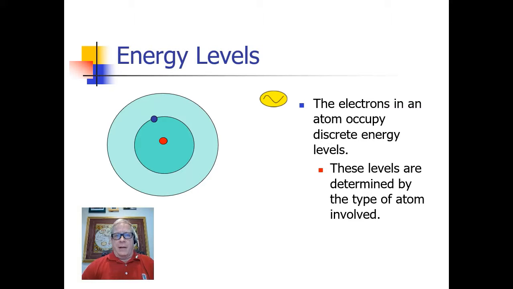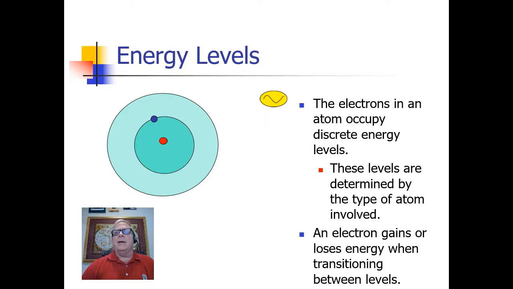If an electron goes from a higher energy level to a lower energy level, it's going to emit energy. And if an electron goes from a lower energy level to a higher energy level, it's going to absorb energy.